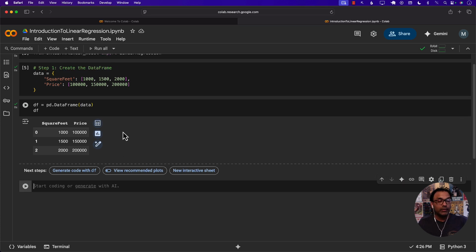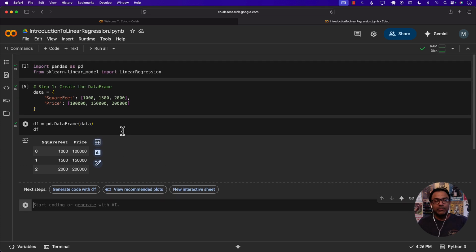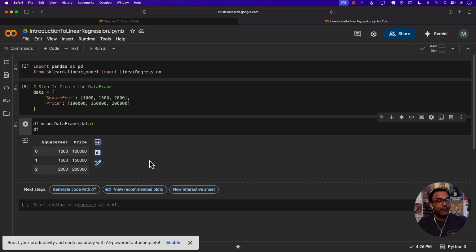Because that's what's going on. In a real application, the price will not depend on just one single thing. And just in life, look at the house that you're living in, or if you want to purchase a house, it's not really just dependent on the square feet. It's dependent on many different factors.